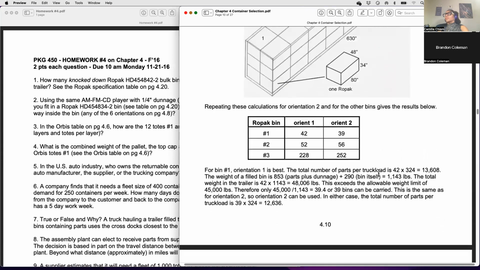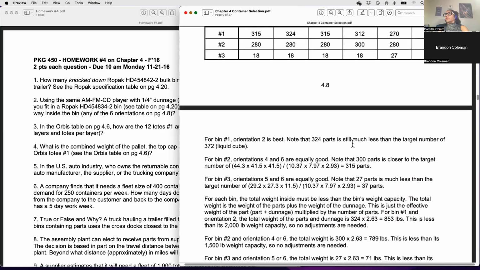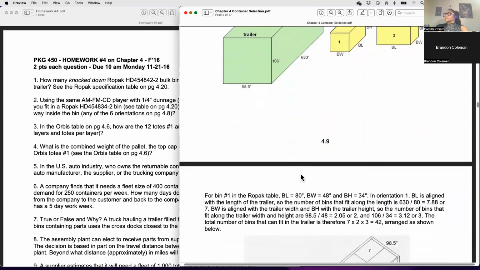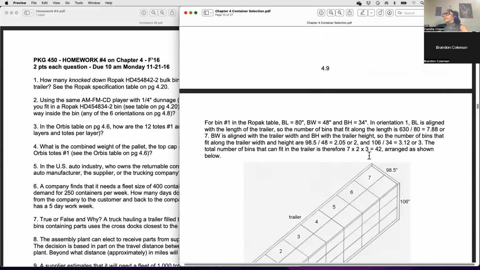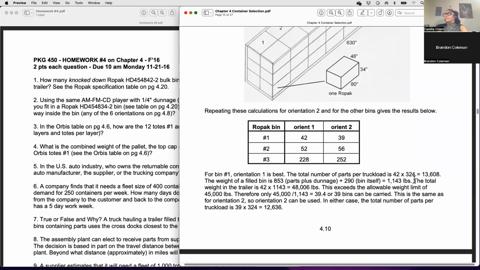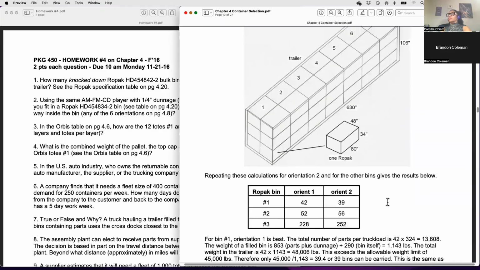And then we calculated earlier that you can get 324 parts in that orientation. So that's where they came up with this: you have this 42 times the 324. And according to this, if you use the large bin and you put the parts in orientation number 2, you can get 13,608 radios on a trailer. Okay.